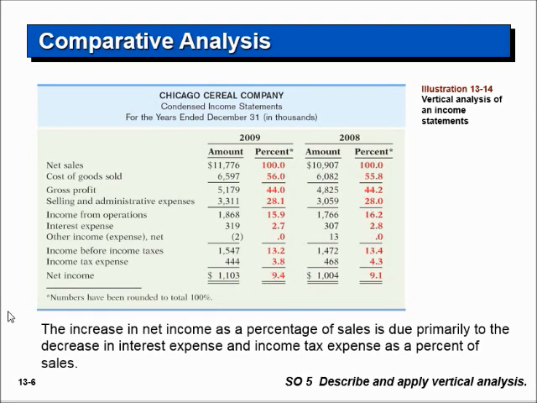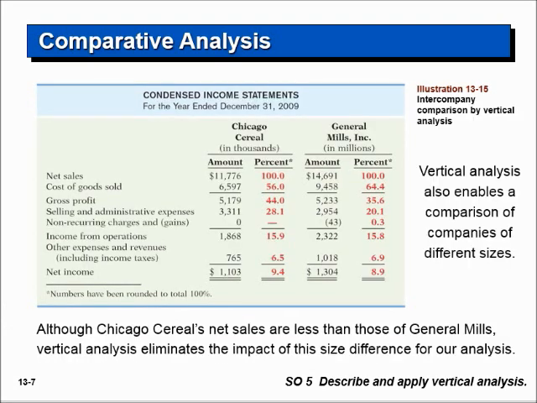But you can also do this with companies of different sizes. If we take a look here, General Mills is huge. Chicago Cereal, not so big.